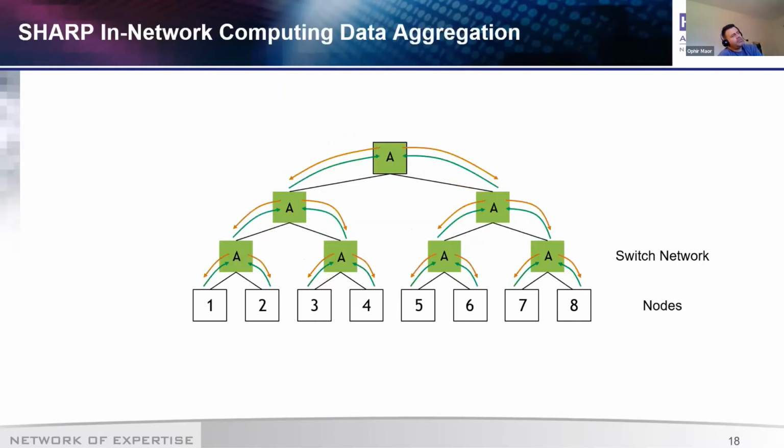What happens with SHARP? SHARP is the Scalable Hierarchical Aggregation Protocol, where the switches themselves do the collectives and the reduction. So you basically send once to the switches, and the switches perform the computation and return the results.